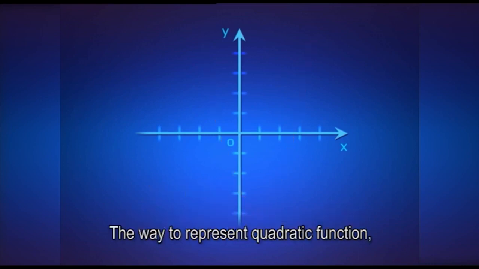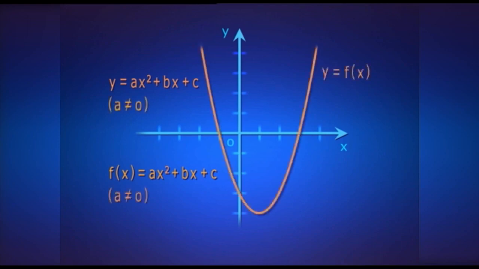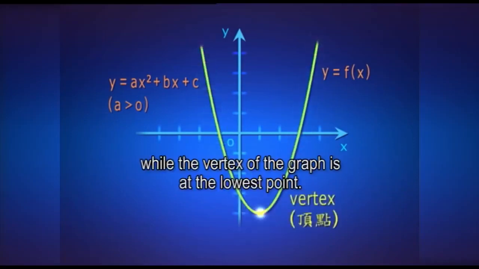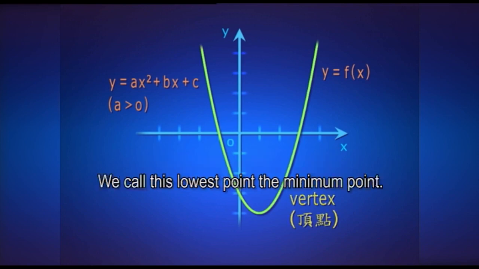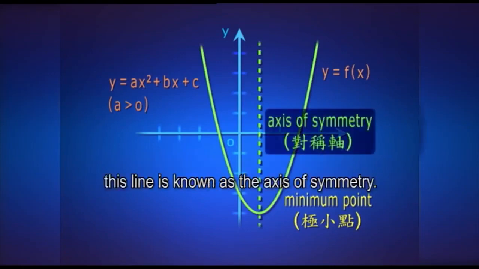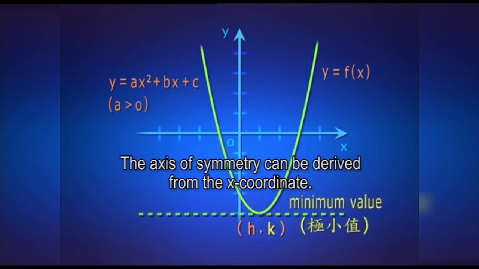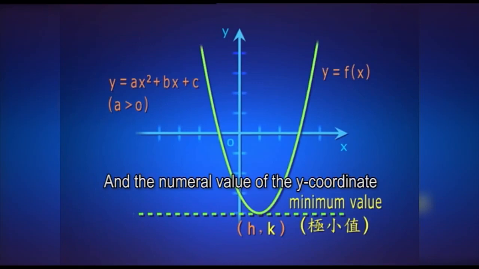The way to represent a quadratic function: y equals ax squared plus bx plus c, or f(x) is equal to ax squared plus bx plus c, of which a is not equal to 0. Then the graph is a parabola. In this function, if a is greater than 0, its graph opens upwards, while the vertex of the graph is at the lowest point. We call this lowest point the minimum point. If we draw a perpendicular line from this point, this line is known as the axis of symmetry. (h, k) is the coordinate of the minimum point. The axis of symmetry can be derived from the x-coordinate. Then the numerical value of the y-coordinate is the minimum value.